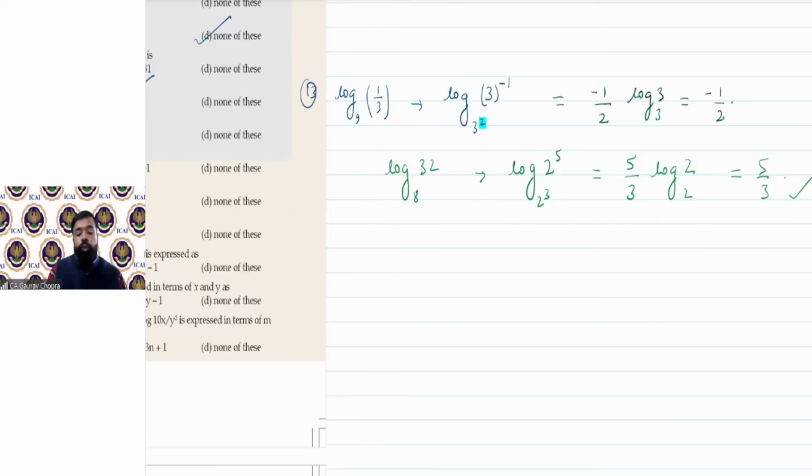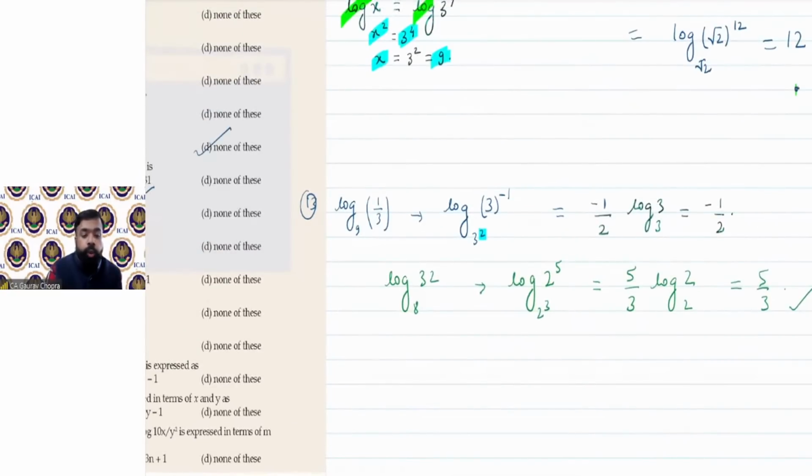Then another way of solving this question number 13: let's take log of 1 by 3 base 9 is equal to x. Now you can convert this into exponential form. So what will be left? 1 by 3 is equal to 9 to the power of x. So 1 by 3 means 3 to the power of minus 1.